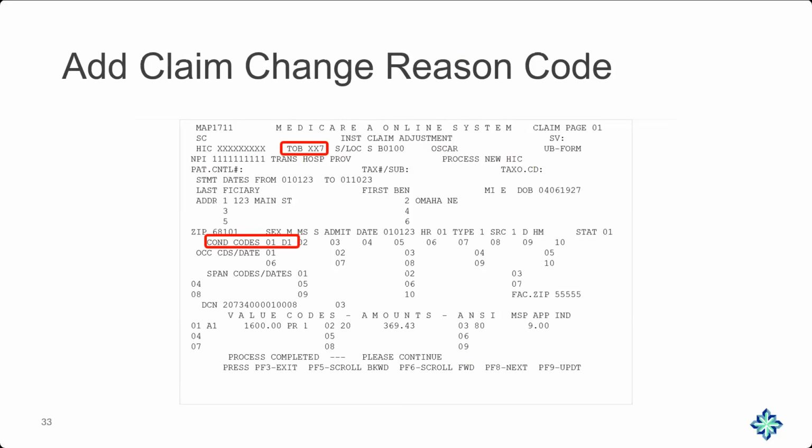In this example, D1 reflects a change in charges and is placed in the condition code field. The valid codes that you can use are listed in the manual on pages 149 and 150. Again, that's in the current version of the DDE manual.